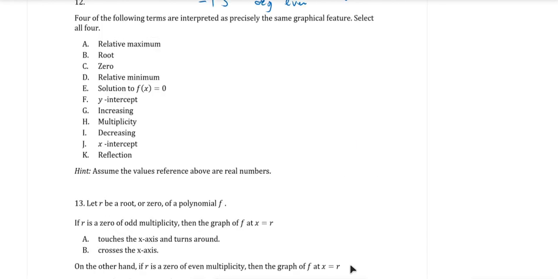Number 12 asks, which of the following terms are interpreted as precisely the same graphical feature? This is the roots and zeros of the polynomial, which say the same thing, as are the solutions to when is f of x equal to 0. These will be precisely at the points at which the graph of the function intersects the height of 0, in other words, the x-intercepts. We're asked to assume that the above values are real numbers because if they were complex, we might have zeros which never hit the x-axis.